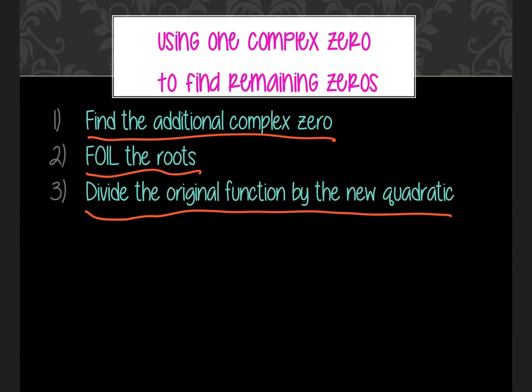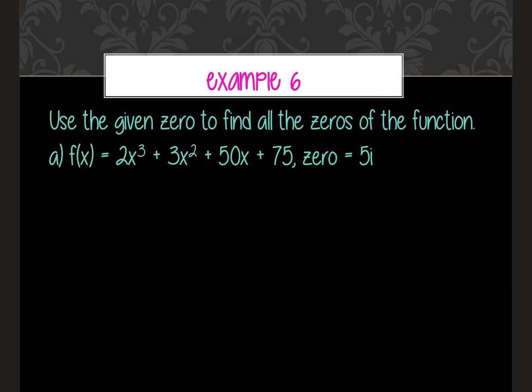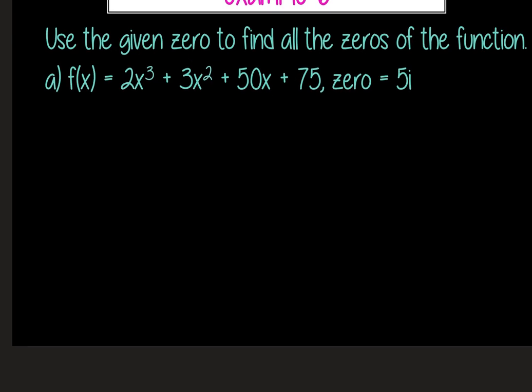I will tell you, this is not a fun process, but if you practice the steps, it's the same steps every time. This is something you can definitely get the hang of, okay? So it will look like this. Use the given 0 to find all the zeros of the function. So I have my big function, 2x to the third plus 3x squared plus 50x plus 75, and my 0 is 5i. As soon as you see 5i, you add on negative 5i, which is my other 0. Then I'm going to find that expanded form of those linear factors. So x minus 5i times x plus 5i.